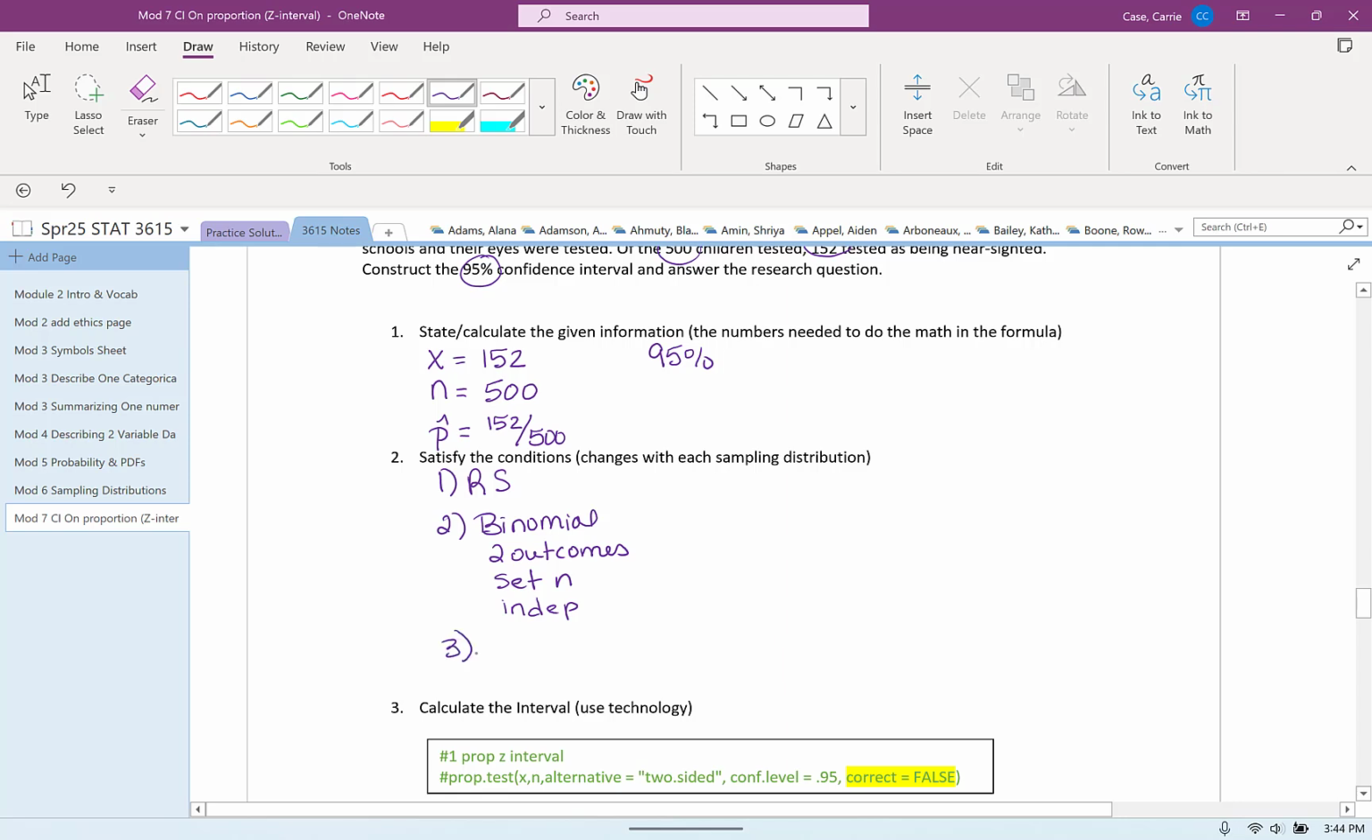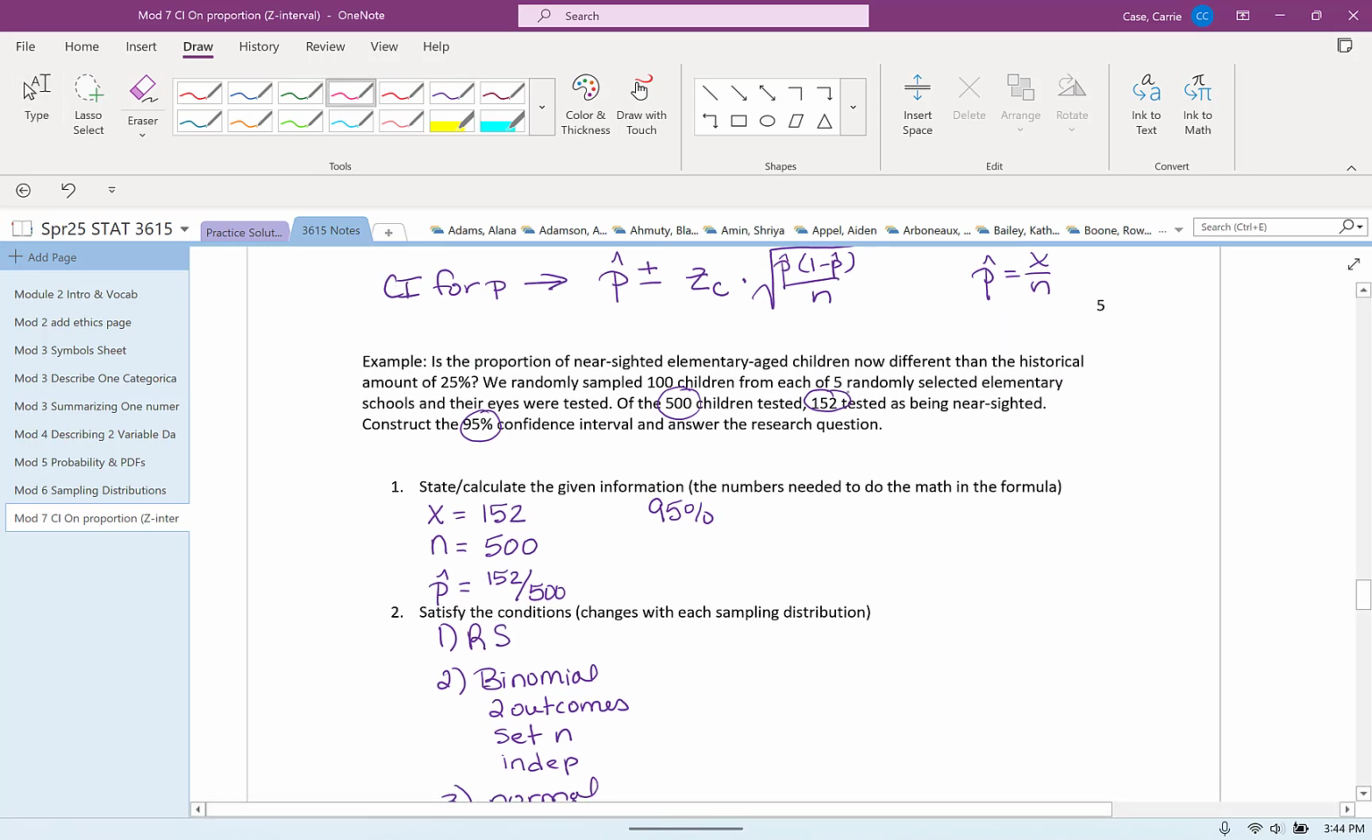And then the third condition is normality. And condition 1 is that N times P hat has to be greater than or equal to 10. And N times 1 minus P hat has to be greater than or equal to 10. All right, so let's start working on these.